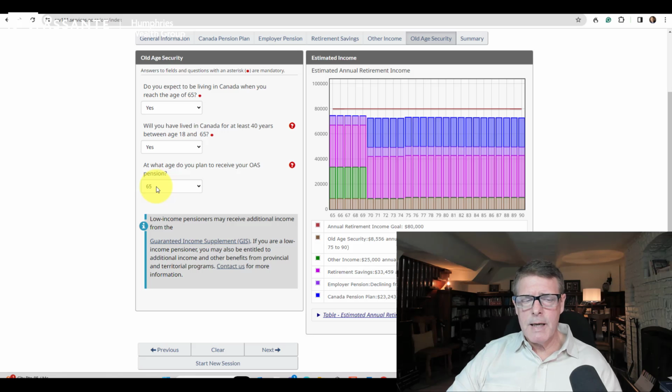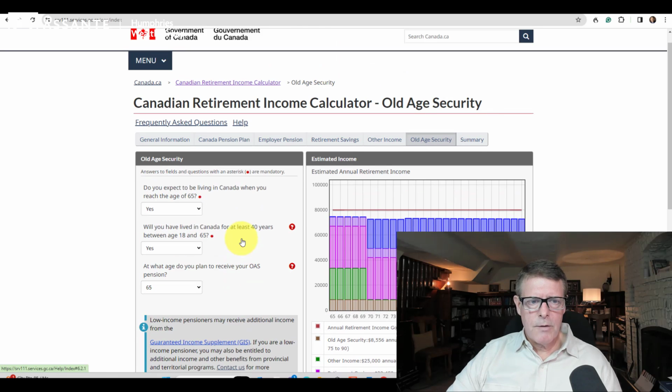Of course, you can defer taking it. If you defer to age 70, there's a 36% increase in benefits. If you defer CPP to age 70, there's a 42% increase in benefits. Okay, so it gives us a nice summary of all those different benefit areas.